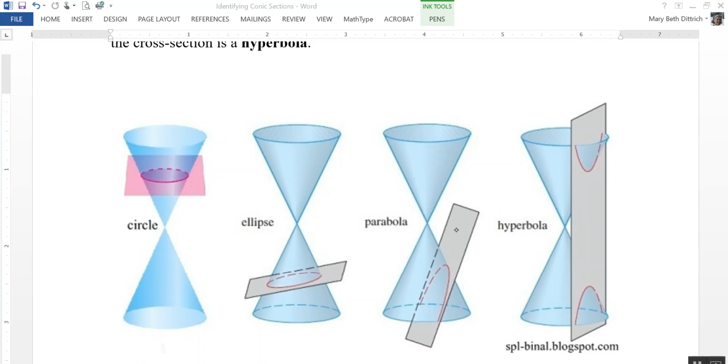For a parabola, the plane again is not parallel to a base, but it does intersect one of the bases and gives you this quadratic shaped curve. And for a hyperbola, the plane is perpendicular to a base, intersects the cone in two places, and creates two curves.